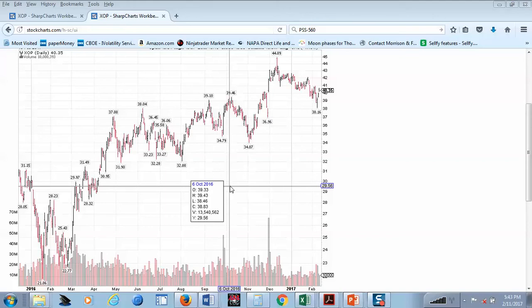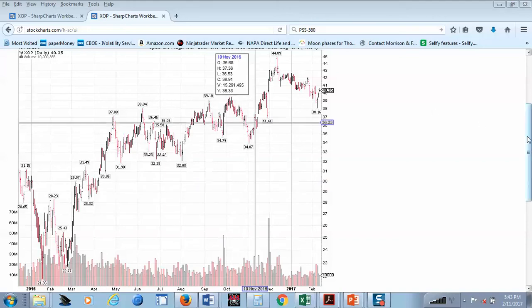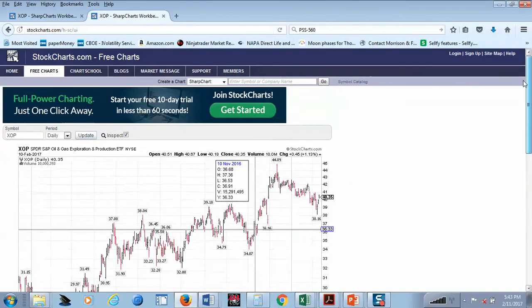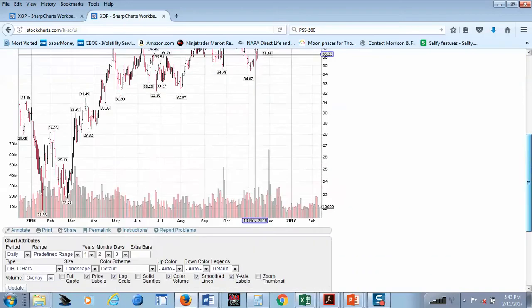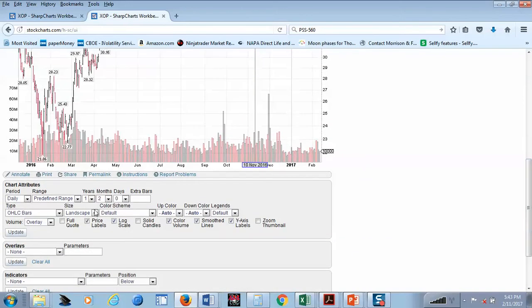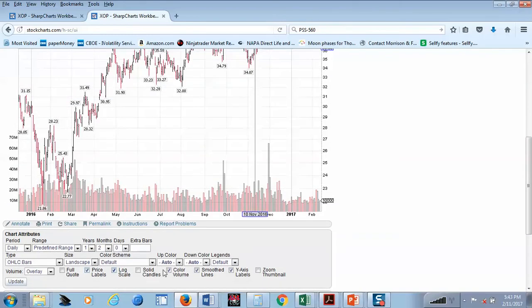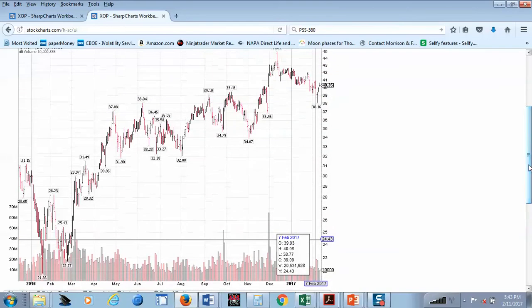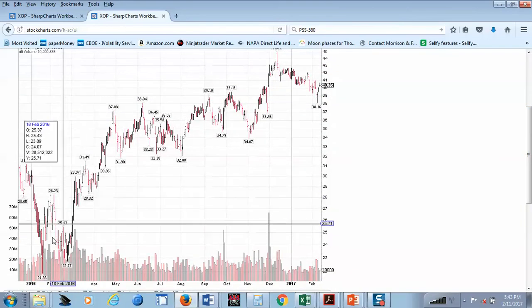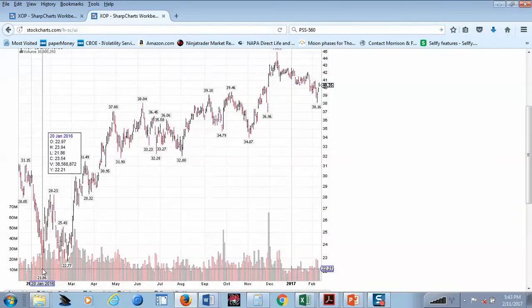So here's a quick way of doing this. We're using stock charts, as you can see, stockcharts.com. I went out 1 year, 2 months, open, high, low, close charts, with 0 indicators, and also put price labels to make it easier for us to find our way. So number one, we go down here, we see 21.86, and that's the first example I gave.